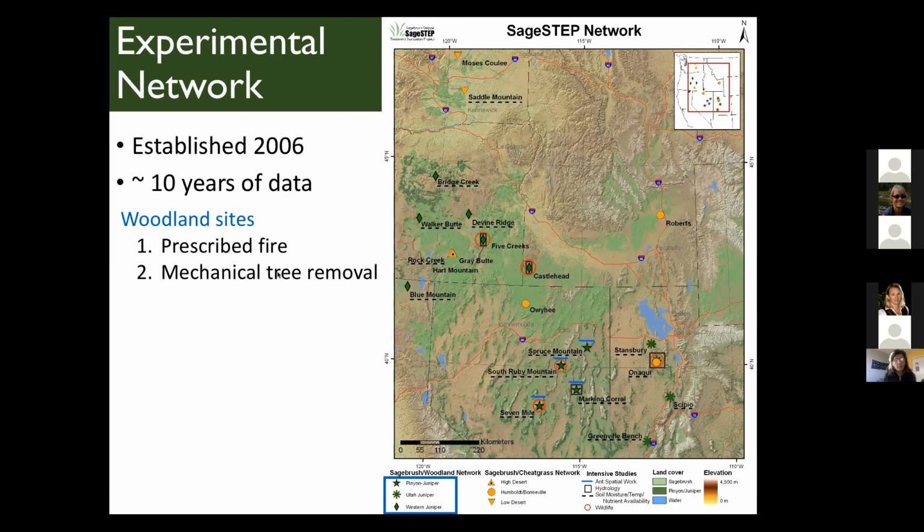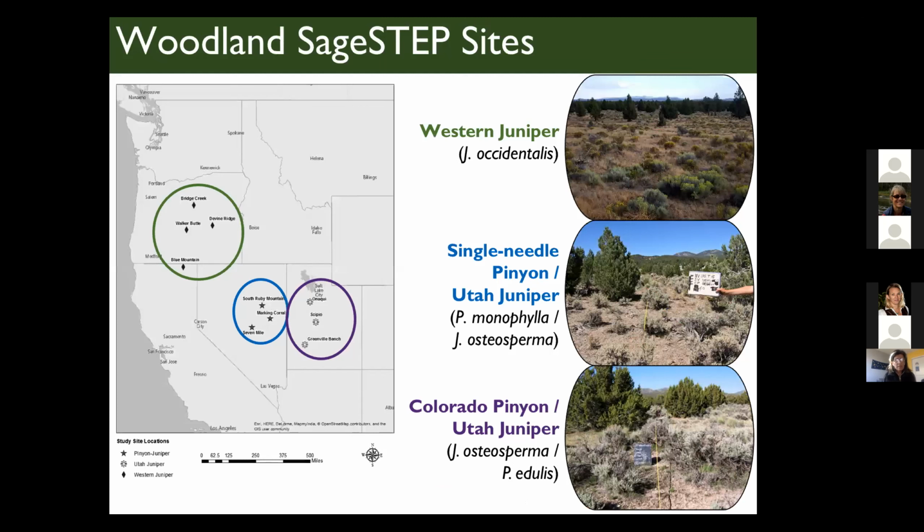And we're going to focus on the 2 treatments of prescribed fire and mechanical tree removal. In this analysis, we used 10 of those woodland sites. As you can see, they're spread throughout the West, and they cover a few different vegetation communities or dominant tree species. So we have Western juniper, single needle pinyon and Utah juniper, and then Colorado pinyon and Utah juniper.